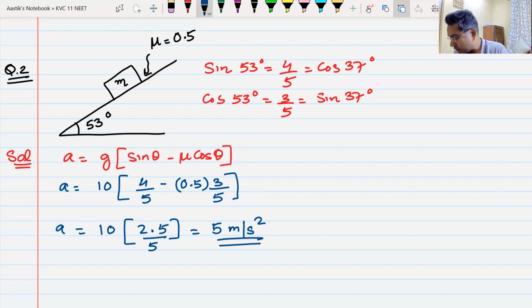If you have made any calculation mistake, please check. How many of you got this answer? Boys? No one? What are we doing? We are still in the class, no?